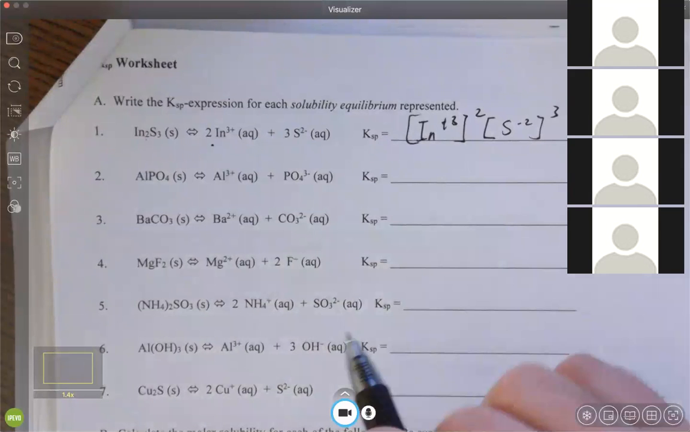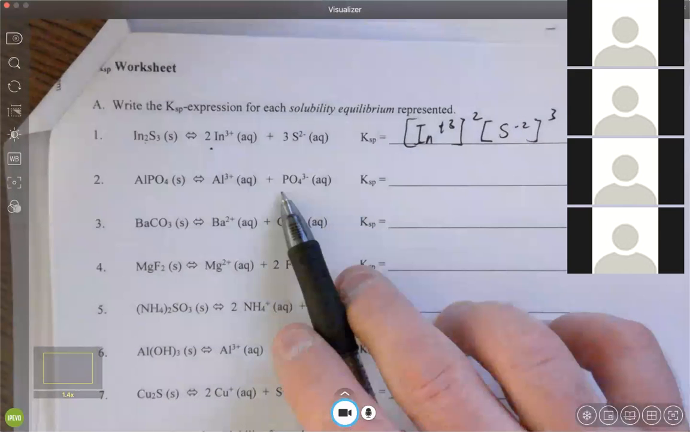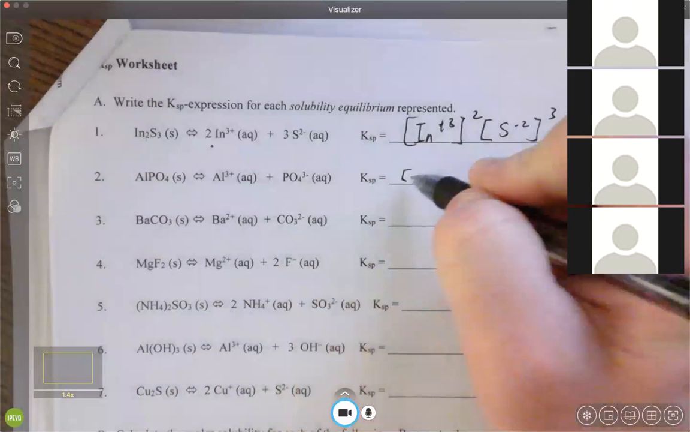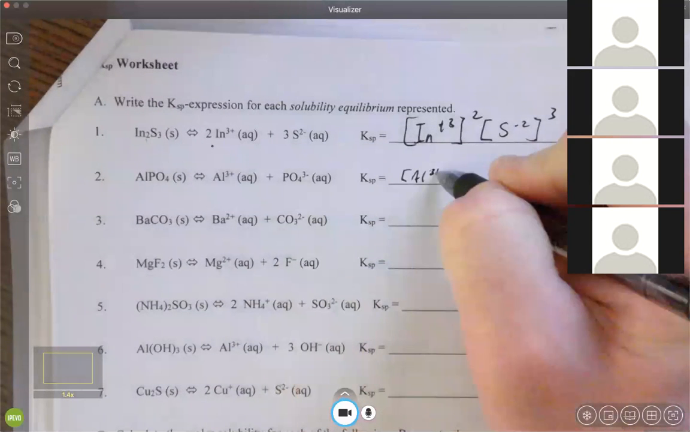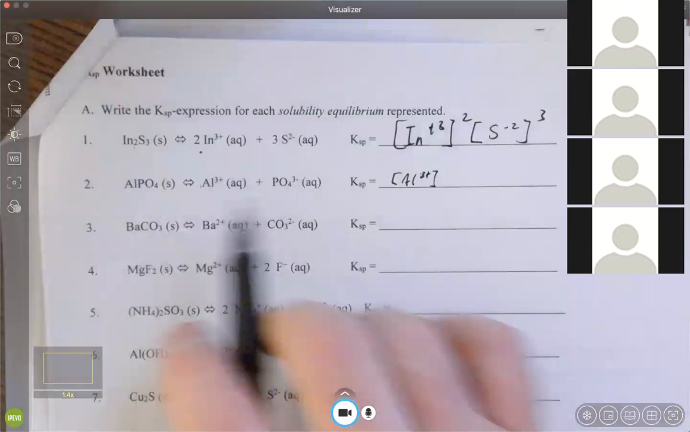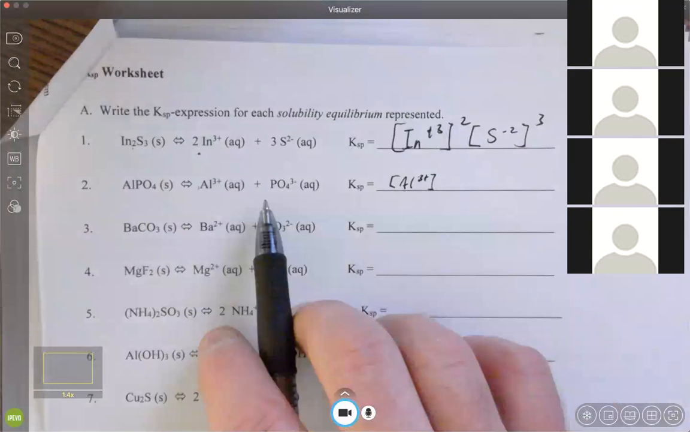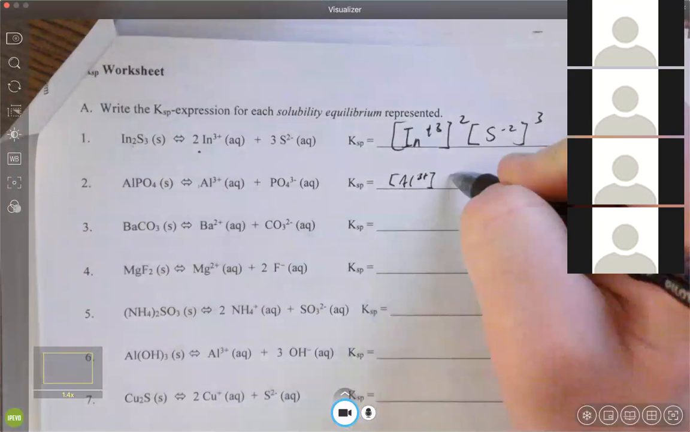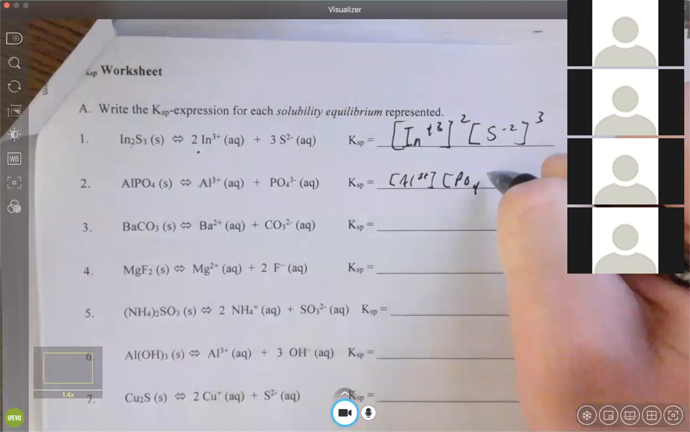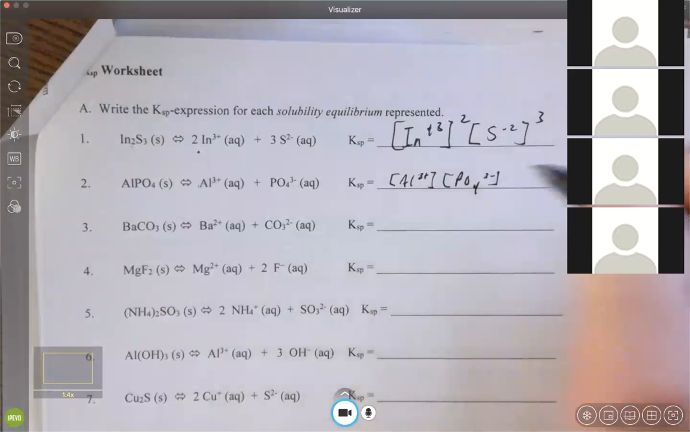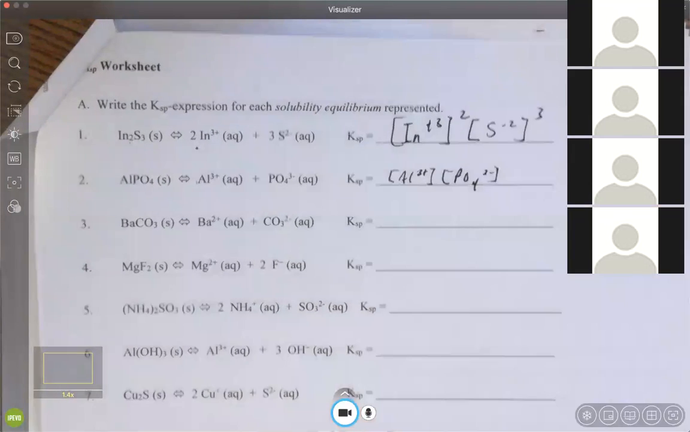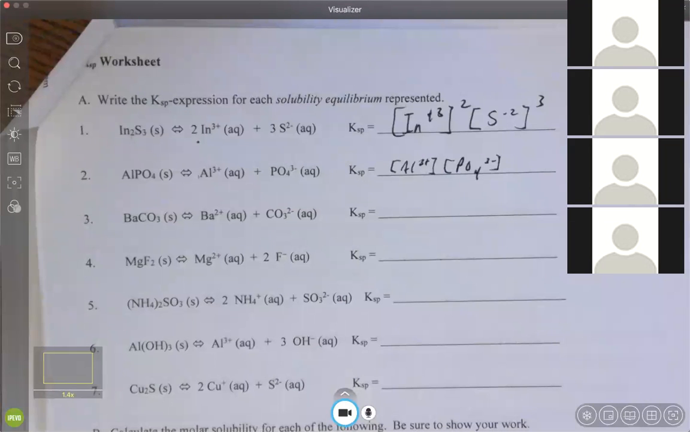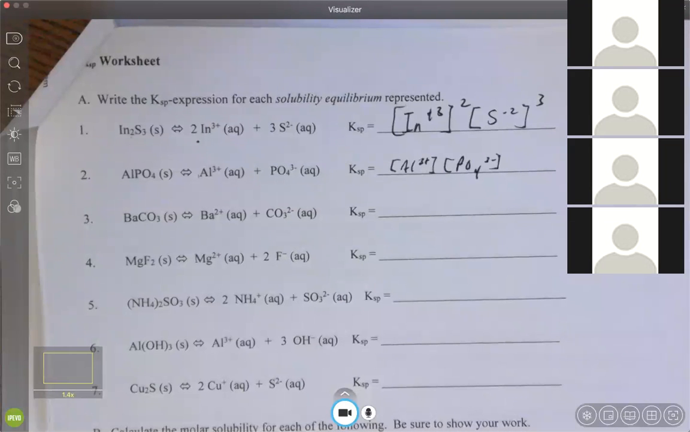So if we take a look at aluminum phosphate, we would have the aluminum. Since it's a 1, we would have 1 phosphate. It would also have 1. Now, that's probably the simplest thing you've seen in a while.